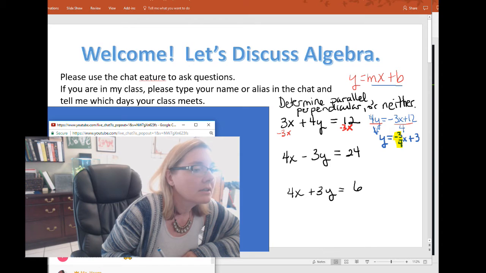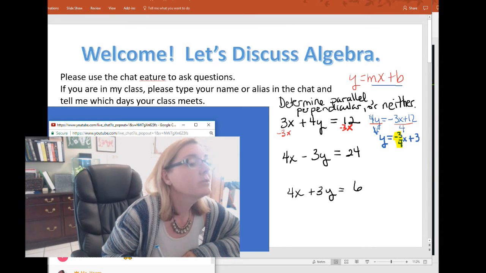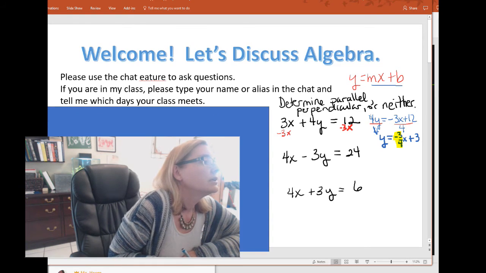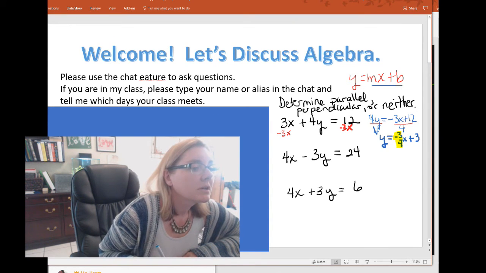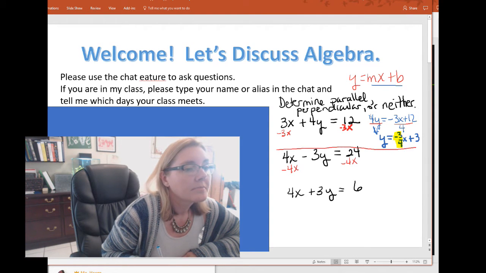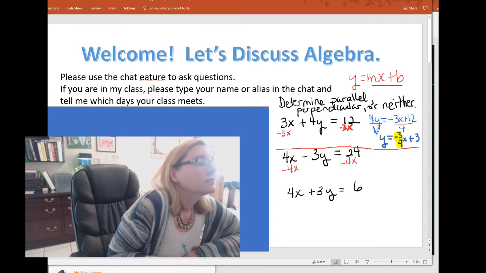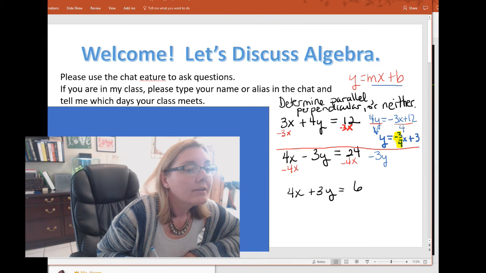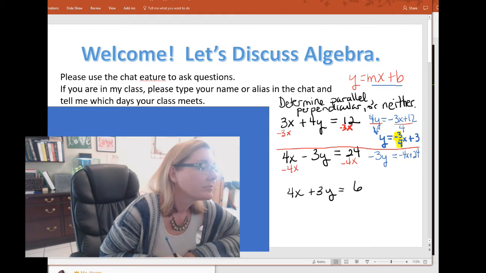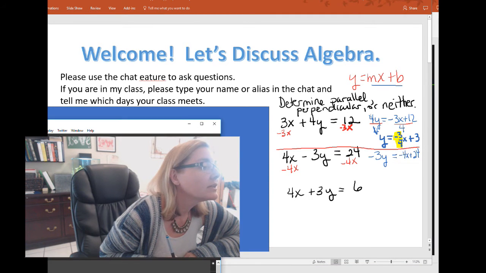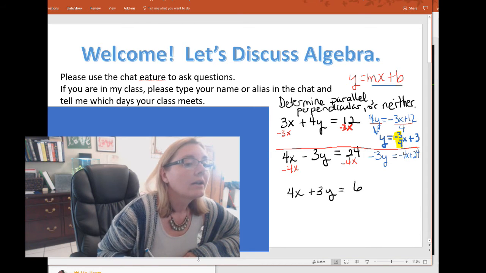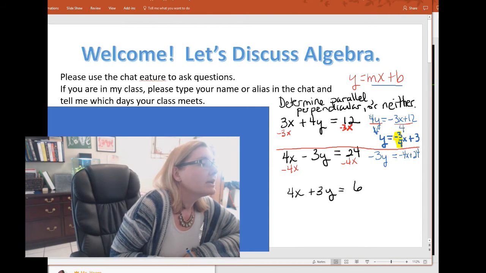You see how in the first equation we first moved the x term over? We're going to first move the x term over. So that means we're going to subtract 4x from both sides. So what we're going to have then is negative 3y equals negative 4x plus 24. I'm going to check my screen here, make sure you can see that. Yeah, okay.